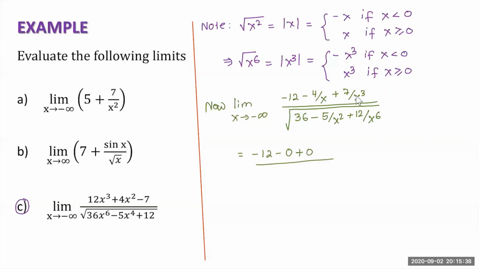Then in the denominator, we have the square root of 36 minus 5 over the square of a very large number, so that is also approximately 0. Then plus 12 over a big number raised to power 6, that is also approximately 0. So what we get here is negative 12 in the numerator, and in the denominator is the square root of 36, which is 6. That means we get negative 12 divided by 6, that is negative 2. So that is the limit for part C.